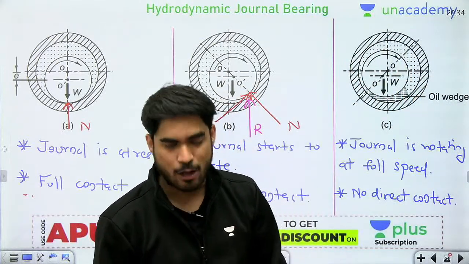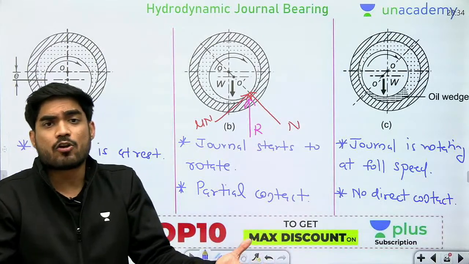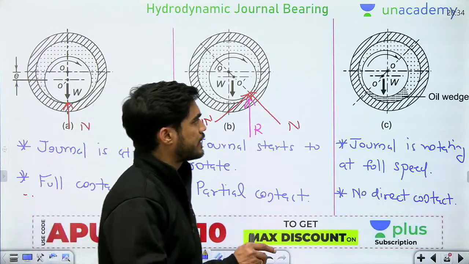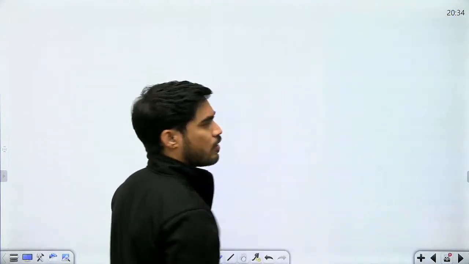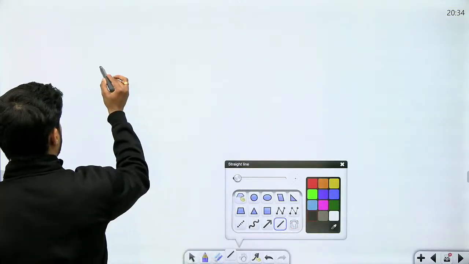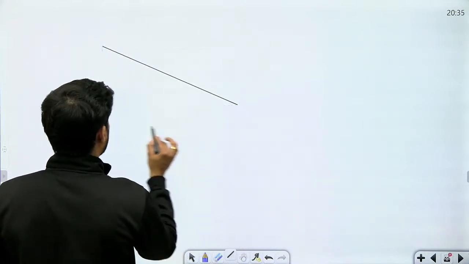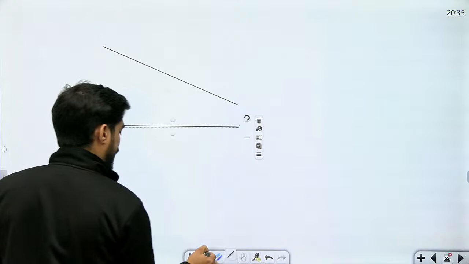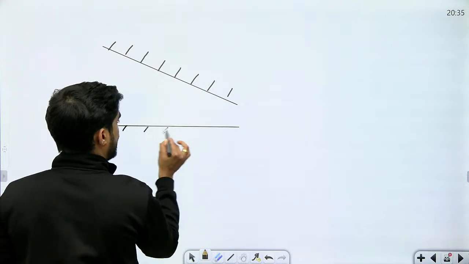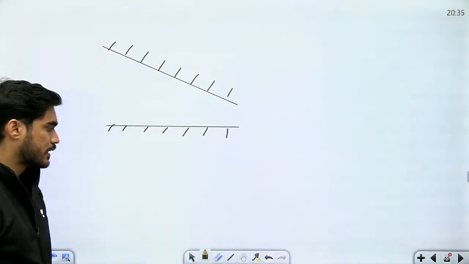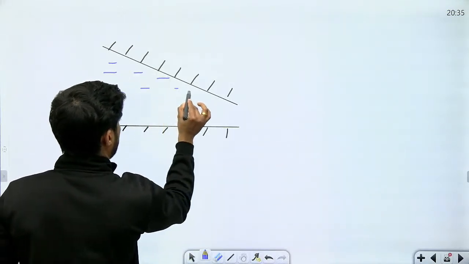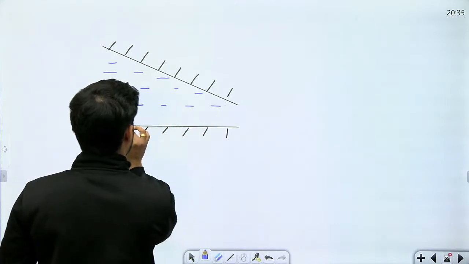Is this clear to you? Now, in this case, what is supporting the load? Because there is no contact, what is supporting the load? So understand beta, in order to understand what is supporting the load, you need to understand this concept. Let's say that there are two surfaces which are converging in the right side direction, and there is fluid flowing in between these surfaces.